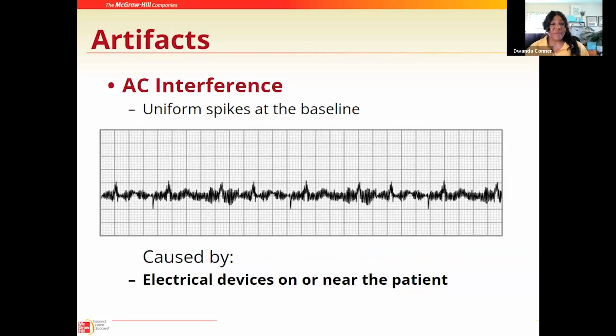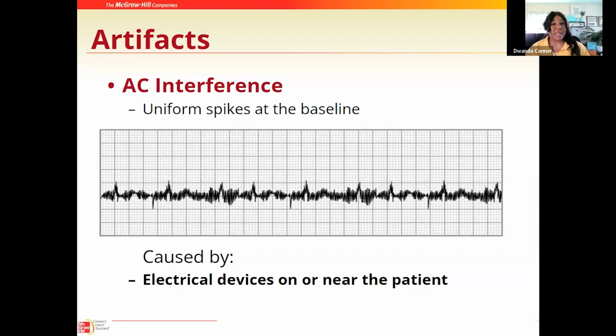So with our next artifact, you have here AC interference. And AC interference is generally caused by an electrical device that may be on or near the patient. Of course, if the patient has a pacemaker or if they have a cell phone that's nearby in their pocket, that could cause an AC interference. Easily identifiable by these uniform spikes and the consistent overriding of the stylus.